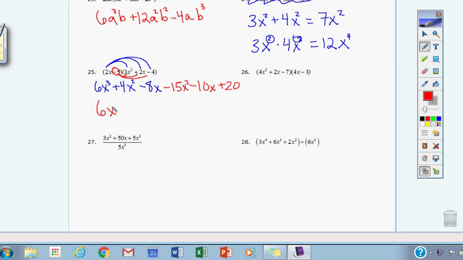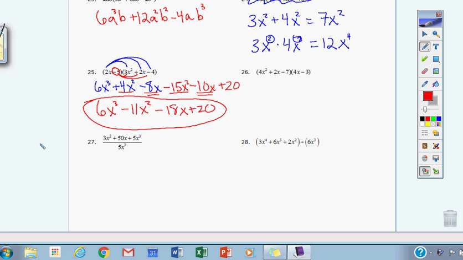There are no other x cubed. 4x squared, negative 15x squared. Just combining, no exponential changes. So we have minus 11x squared. Negative 8x, negative 10x combines to a negative 18x, and then we have plus 20. So this here would be our final answer.